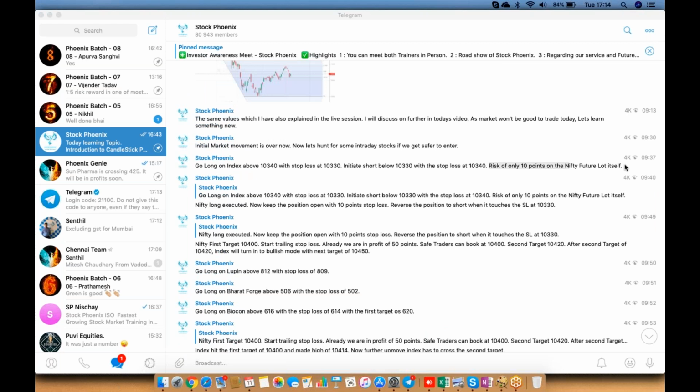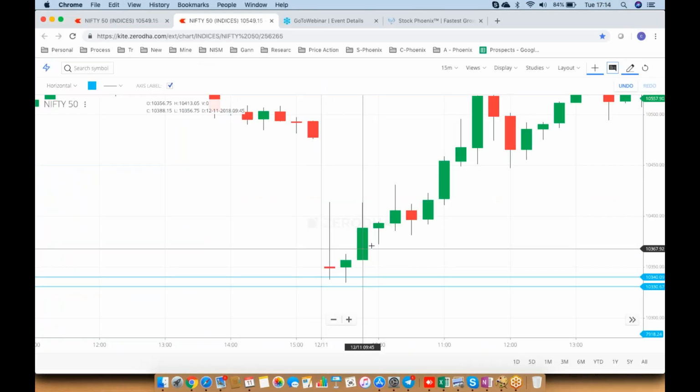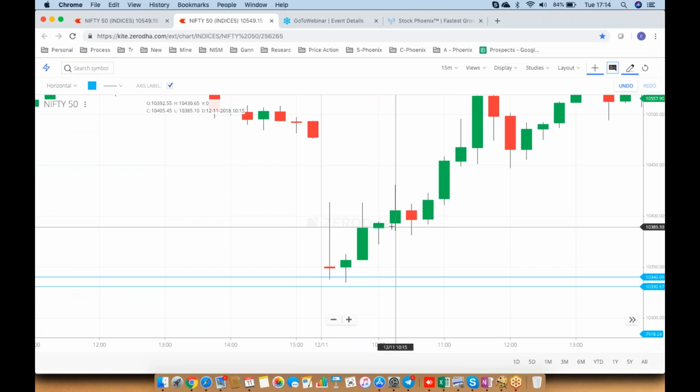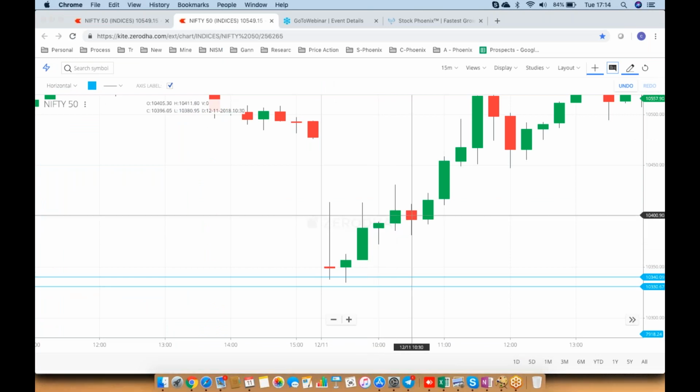For the future lot itself, I said it clearly. Now it's executed. We asked them to keep an open position with a 10-point stop loss, with the first target of 400. So the first target was 60 points up. The index started traveling straight without looking back, up to 10,400. At that time we said.